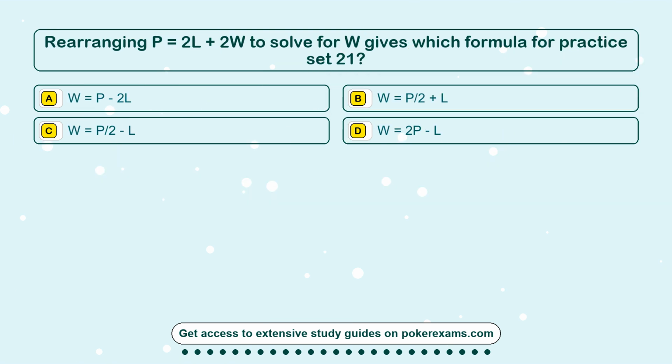Question 11. Rearranging P equals 2L plus 2W to solve for W gives which formula for practice set 21? Option A, W equals P minus 2L. Option B, W equals P/2 plus L. Option C, W equals P/2 minus L. Option D, W equals 2P minus L.